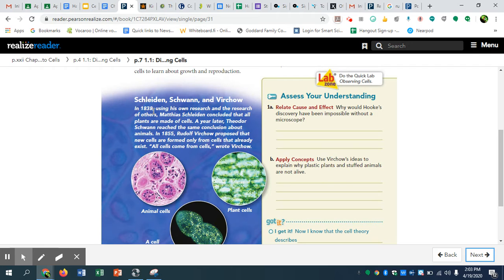Using his own research and the research of others, Matthias Schleiden concluded that all plants were made of cells. A year later, Theodor Schwann reached the same conclusion about animal cells. And then in 1855, Rudolf Virchow proposed that new cells are formed only from cells that already exist. So it's not like you can have a cell pop out of nowhere. Cells come from other cells. They multiply, they divide, and they make new cells.